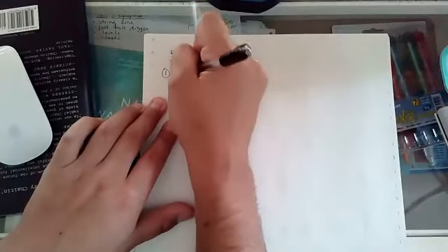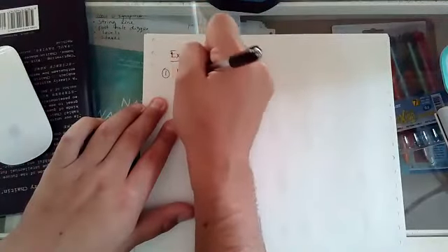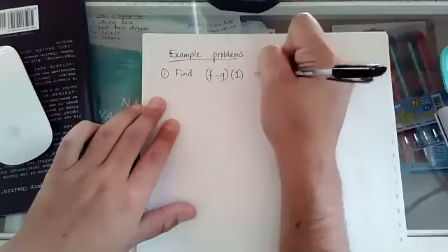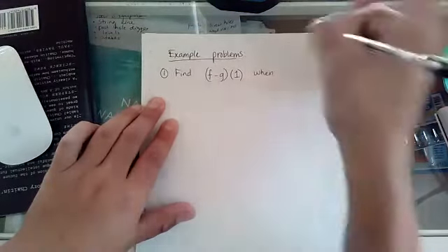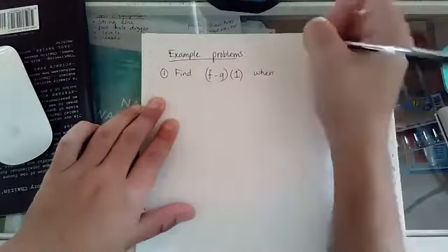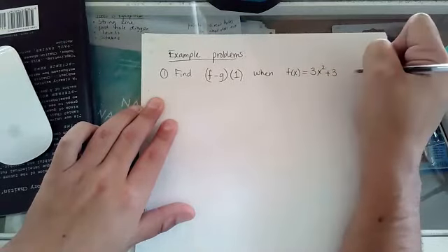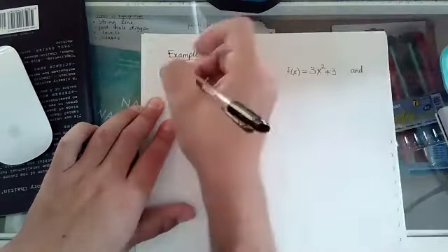You might be asked to find f minus g of 1, when f of x is equal to 3x squared plus 3 and g of x is equal to x plus 6.